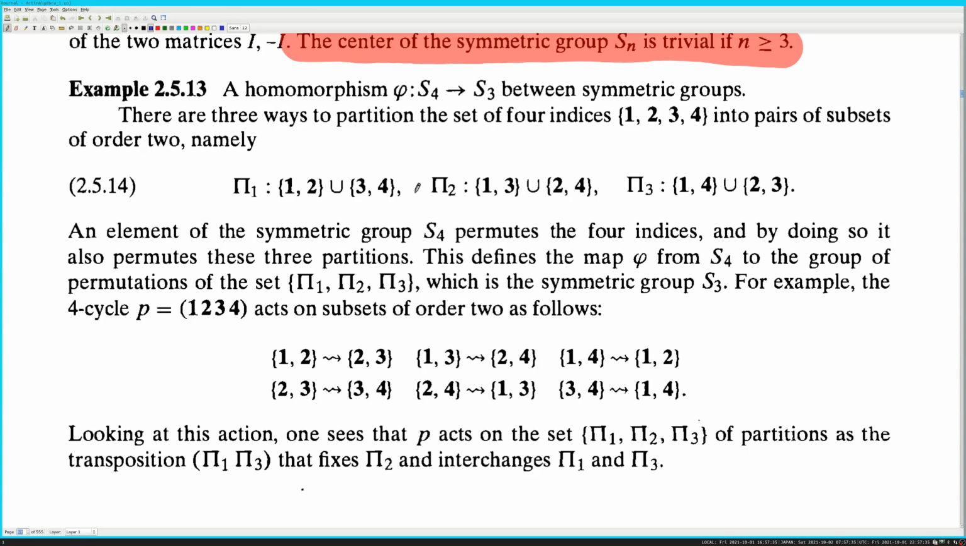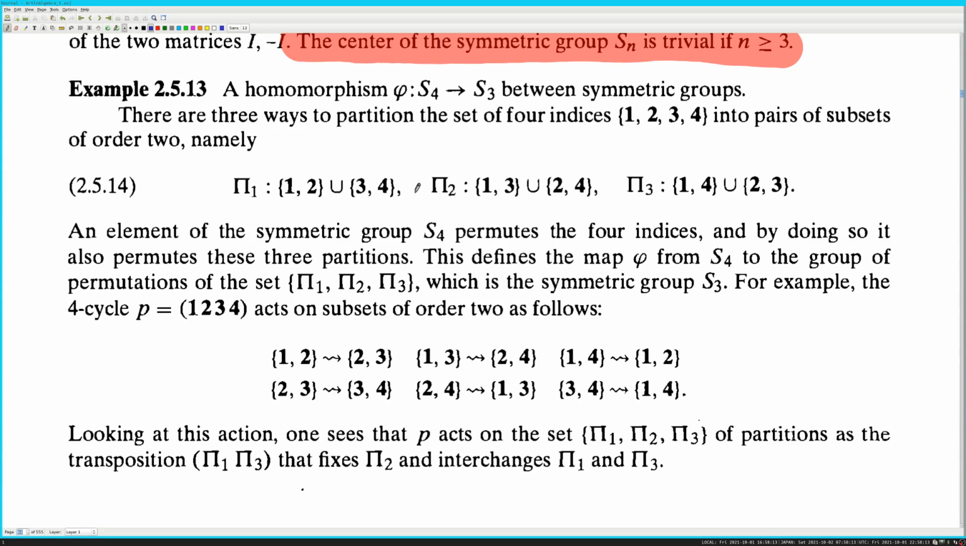So it's really determined by where 2 goes, it looks like. 2 has 3 choices of where to go. If 2 goes to 1, you're stuck in the first partition. Pi 1 goes to pi 1. If 2 goes to 2, then you also go to the first partition. If 2 goes to 3, you go into the second partition. If 2 goes to 4, okay. So it sort of seems like it's determined by where 2 goes.